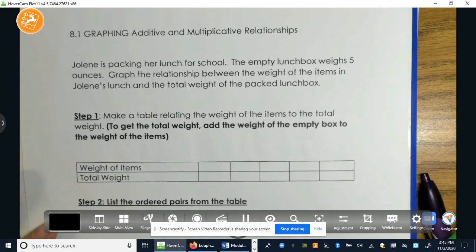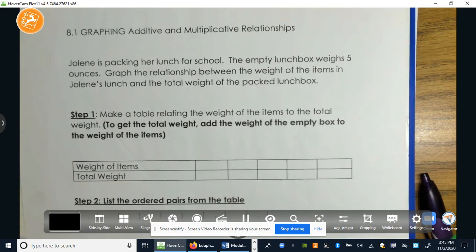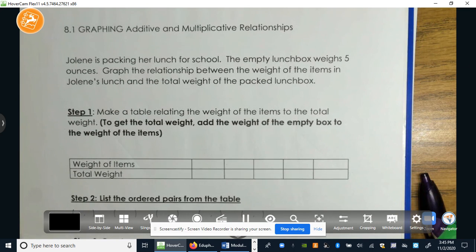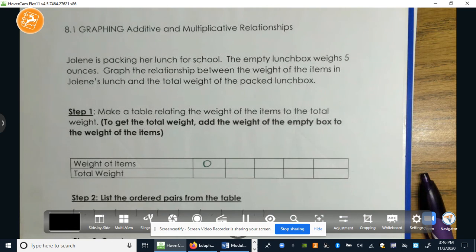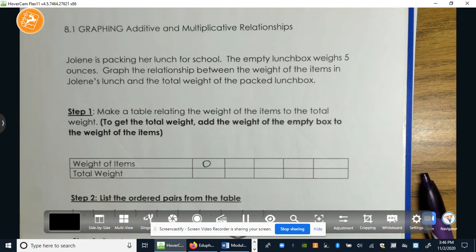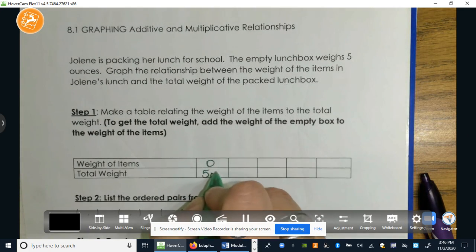We have Jolene, and Jolene is packing her lunch for school. An empty lunchbox weighs 5 ounces. Graph the relationship between the weight of the items in Jolene's lunch and the total weight of the packed lunch kit. So make a table relating the weight of the items to the total weight. To get the total weight, add the weight of the empty box to the weight of the items. So before Jolene even opens her box and puts anything in it, she has 0 items in it. So if she weighs it with nothing in it, it's going to be 5 ounces.